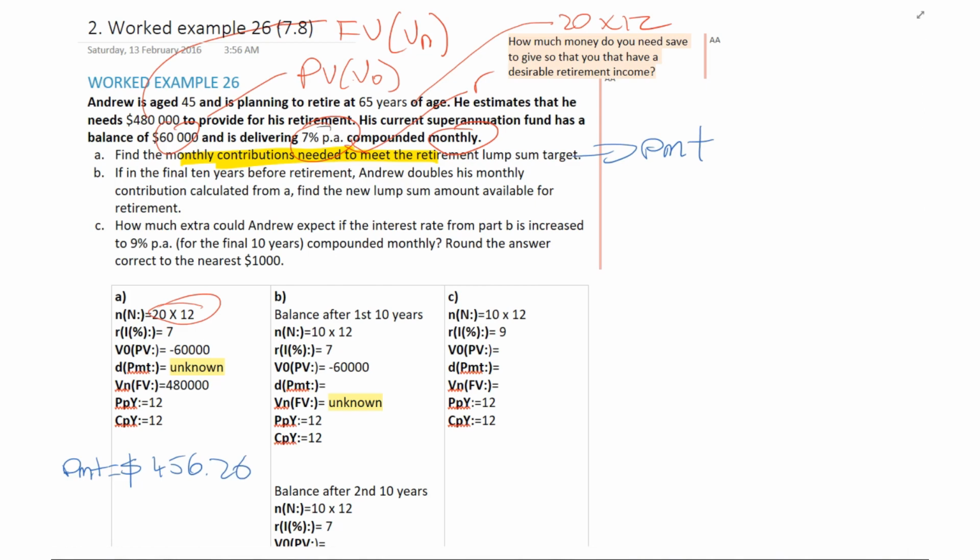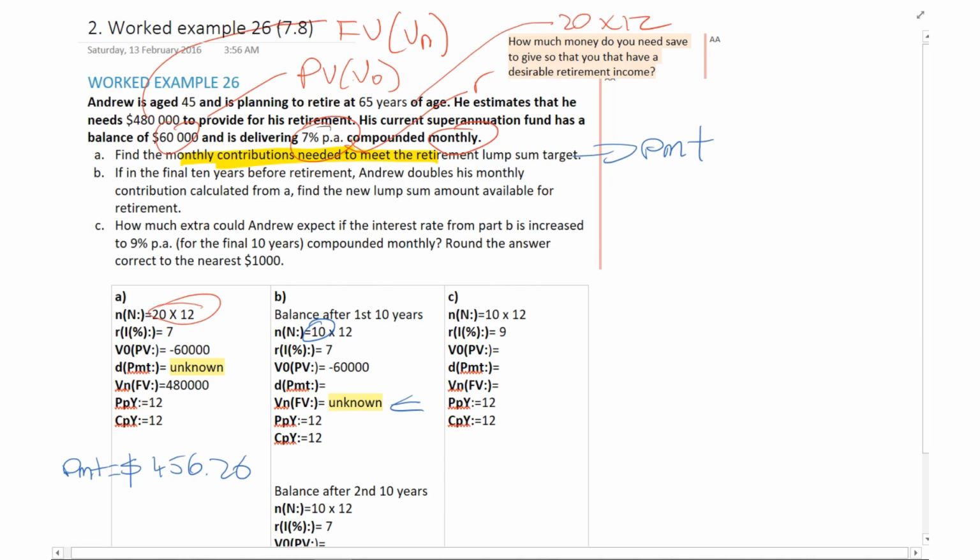So in B, what it says is if in the final 10 years before retirement, Andrew doubles his monthly contribution calculated from A and finds a new lump sum amount available for retirement. So basically what you need to work out in this particular case is this value here after 10 years. That's why this number here is no longer 20, it's 10, because I need to find how much I'm going to have in my super account after 10 years.